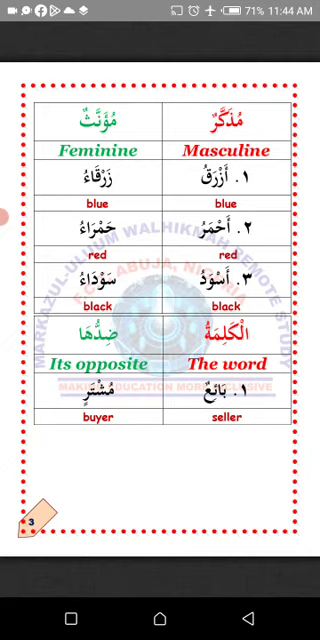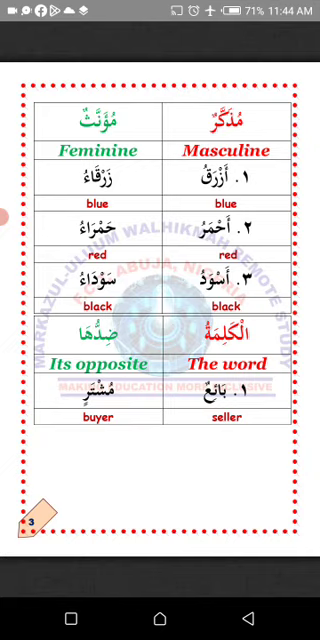So سوداء. هذه سيارة سوداء. وهذه حافلة سوداء. This is a black bus. لعلك فهمت. I hope you understand.